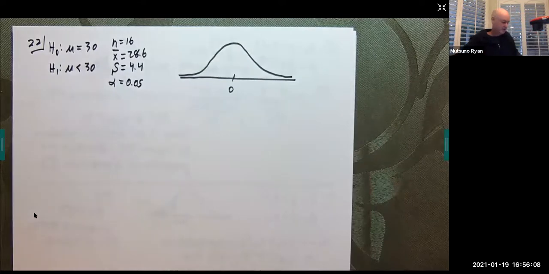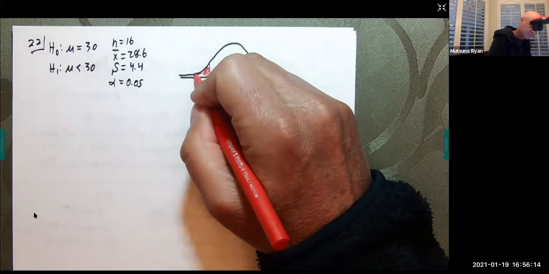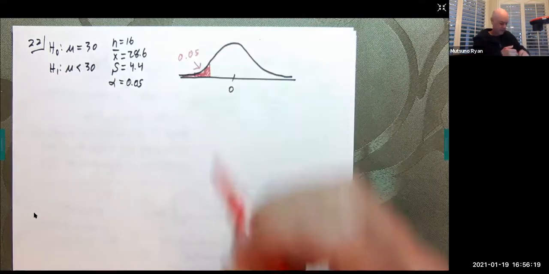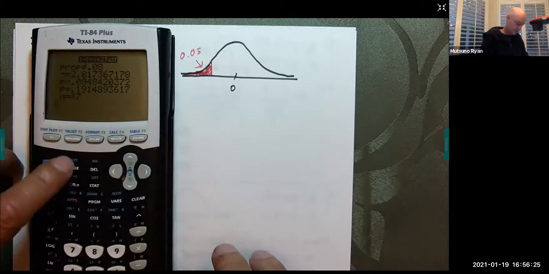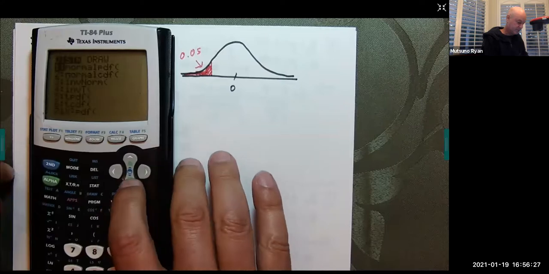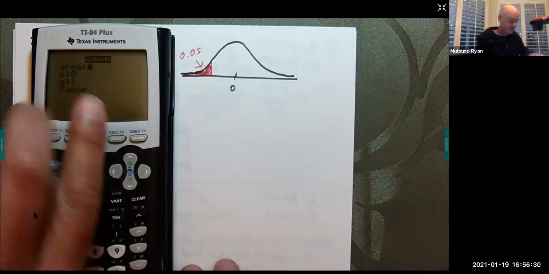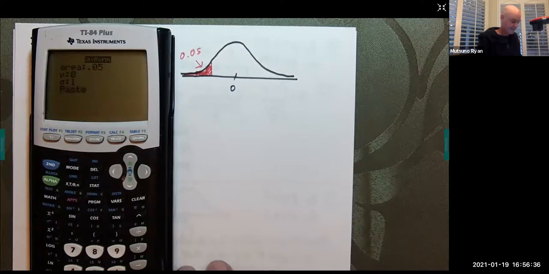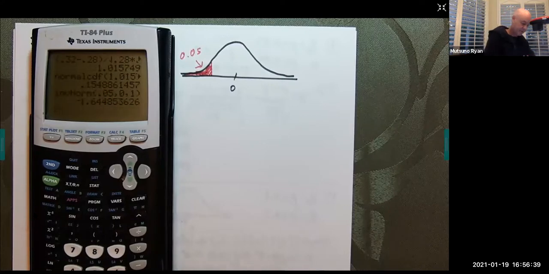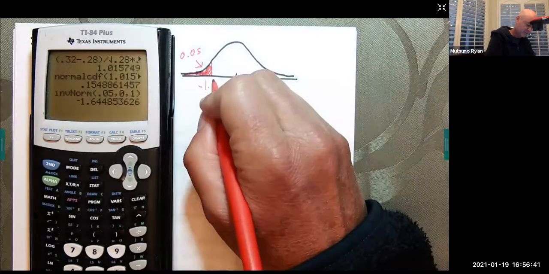So let's set up our picture here. And this is left-tailed because it's less than. And let's find our critical value. Inverse norm. Distribution, inverse norm. Remember, this is area to the left, so it's just the 0.05. I don't have to do my 1 minus trick. And here is our critical value, negative 1.64, we'll say.